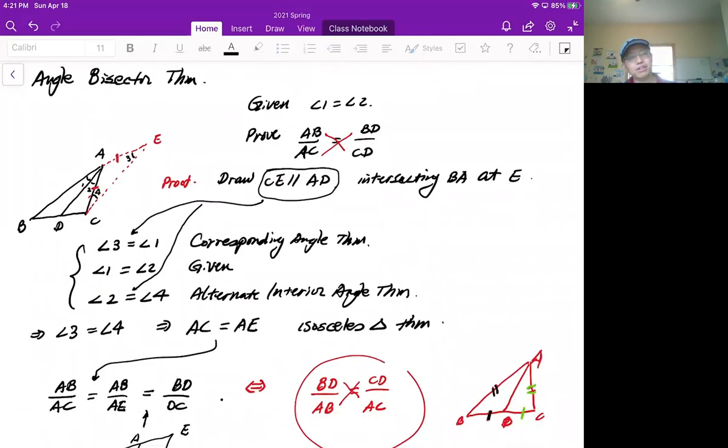And then we work on the angle bisector theorem, right? Angle bisector. Let's go over that. Give everyone a minute.